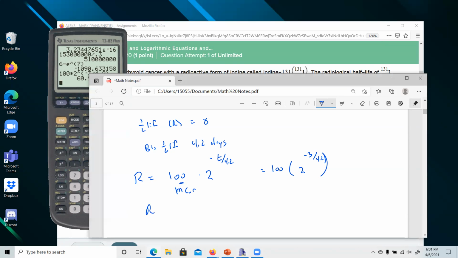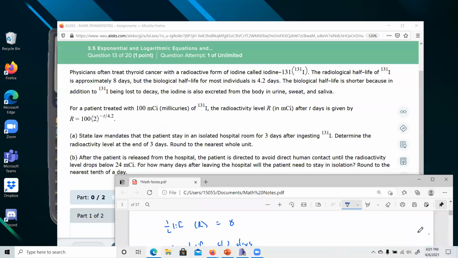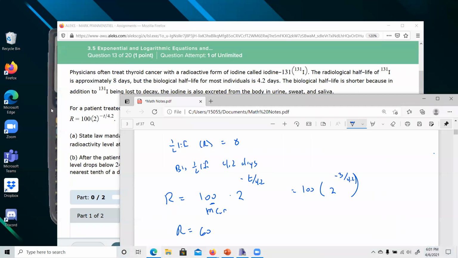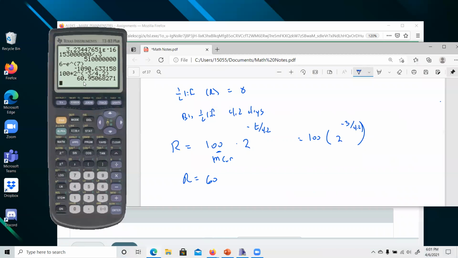So our radioactivity level is going to be 60. How many decimal places did they want? Round to the nearest tenth of a day. Wait, that's not right. Round to the nearest whole unit. Okay. So in this case, 60.95, we're going to call that 61. Okay, so we have 61 millicuries here.